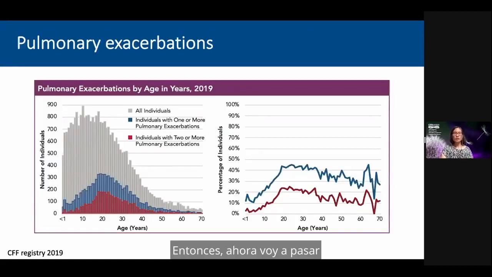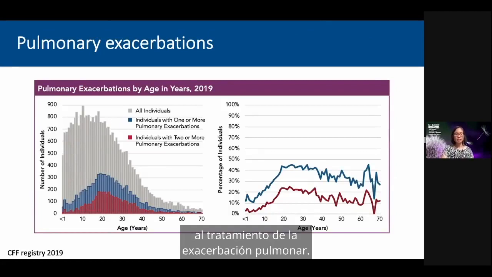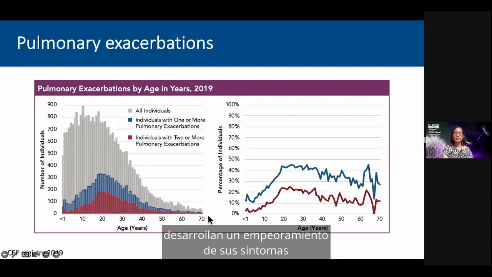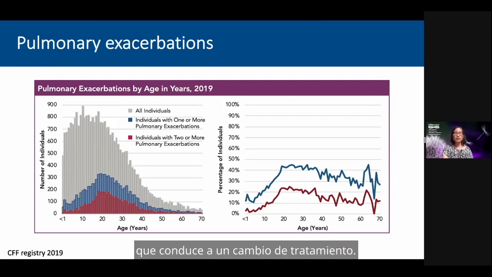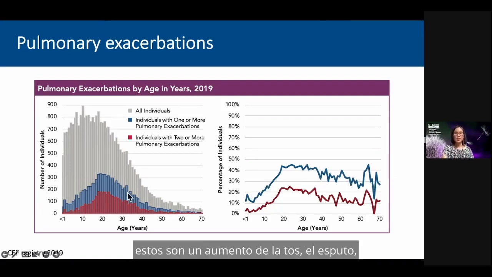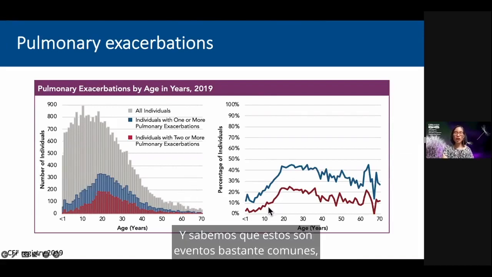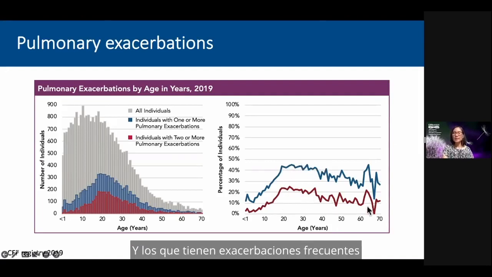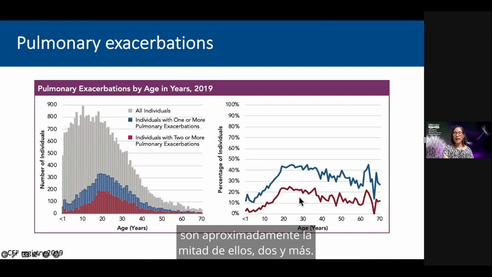So now I'm going to move on to the treatment of pulmonary exacerbation. These are clinically meaningful events, essentially when patients develop a worsening of their symptoms, leading to a change of treatment. Typically these are an increase in cough, sputum, sometimes fever, shortness of breath, and a reduction in lung function. And we know that these are quite common events, with almost half of adult patients experiencing at least one or more exacerbations a year, and about half of those are having frequent exacerbations, two or more.